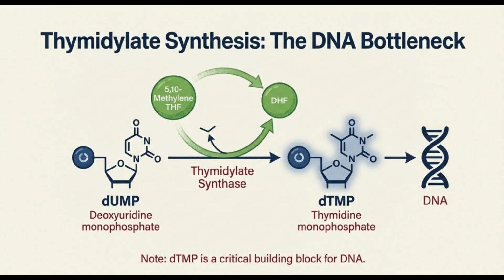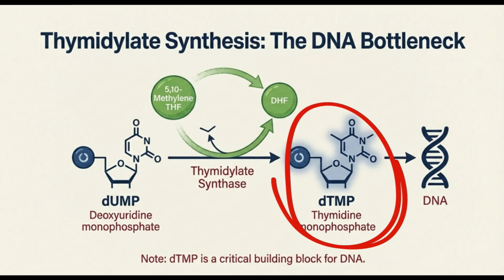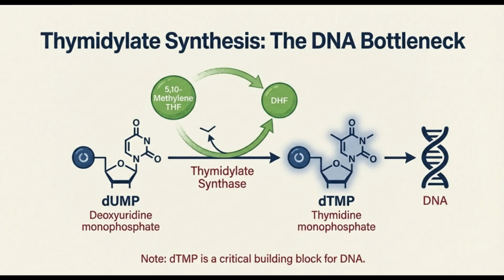Well, it's because to build DNA, you need 4 building blocks, right? A, G, C, and T. And that T, thymine, or dTMP, is the problem. The only way your body can make dTMP is by converting a different molecule, dUMP, and that conversion absolutely requires a derivative of folate. So with all the folate stuck in the trap, this reaction can't happen. No folate derivative means no dTMP. No dTMP means no DNA. This is the ultimate bottleneck that causes the entire megaloblastic process to begin.